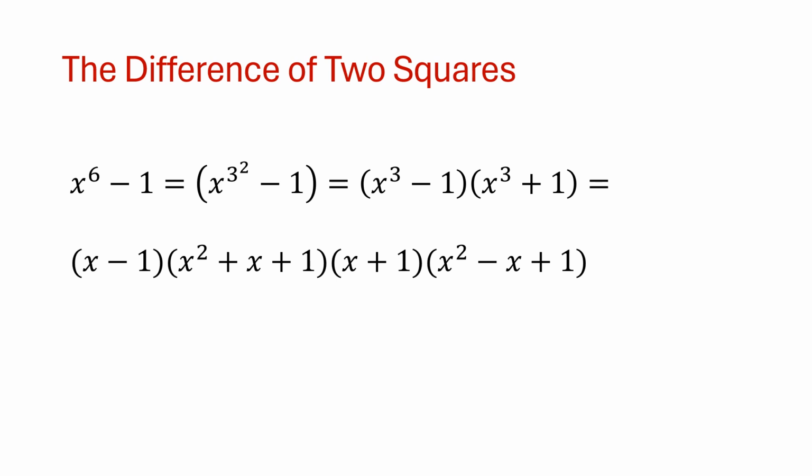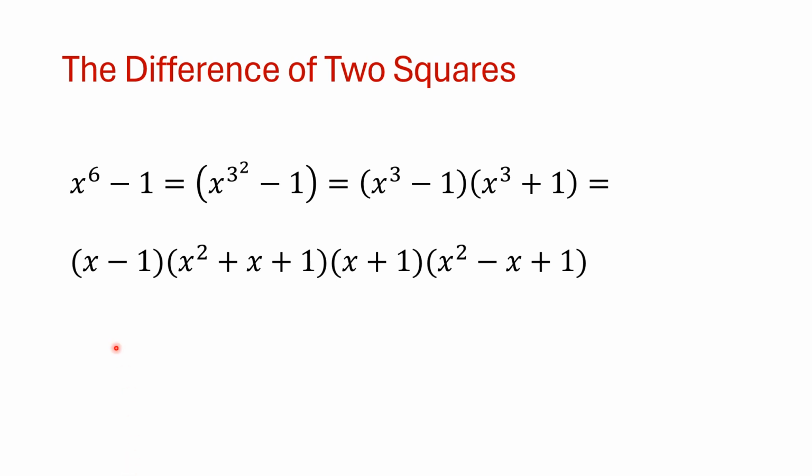Let's look at the difference of two squares. X to the 6 minus 1 is x cubed squared minus 1. And so that would be x cubed squared minus 1 squared, a difference of two squares. So we have x cubed minus 1, x cubed plus 1. Then we'll factor using the special factoring rule for the difference of two cubes and the sum of two cubes. X cubed minus 1 becomes x minus 1, x squared plus x plus 1, and x cubed plus 1 becomes x plus 1, x squared minus x plus 1.